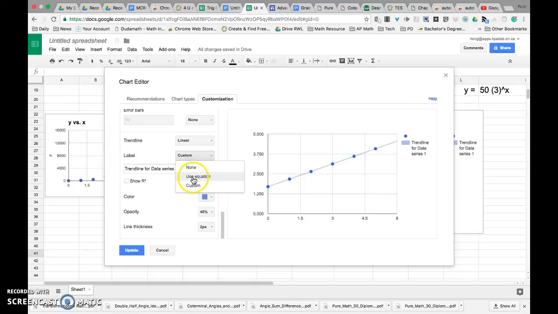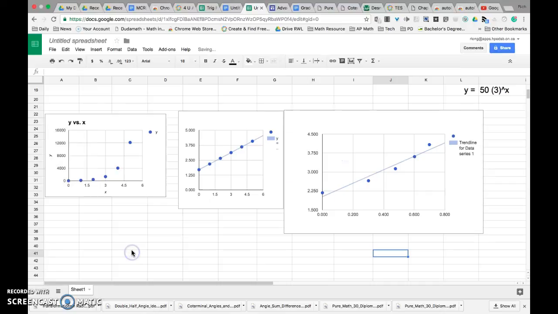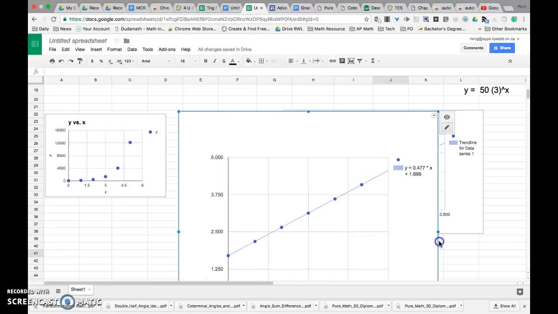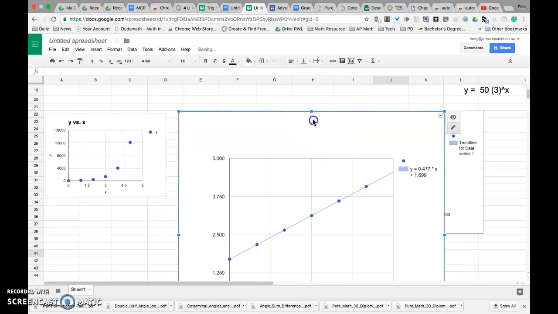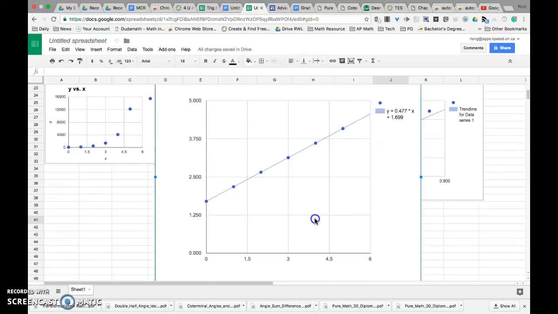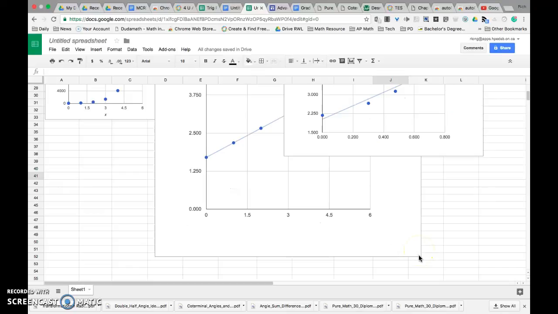Okay, so, oh, and in this case, I could actually use the equation. I didn't notice that. So if I already had, that's interesting. That's very interesting. So I don't even have to do calculations on it. So there's the equation line, y equals 0.477x plus 1.669. Now I am going to show you a way to do that with calculations in a moment.